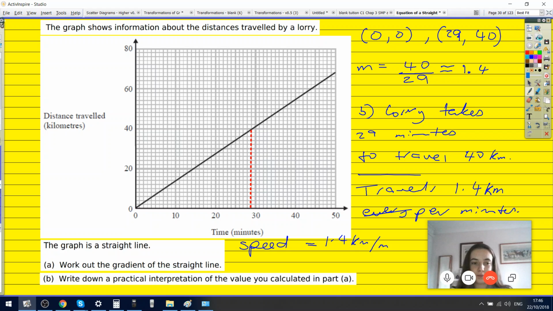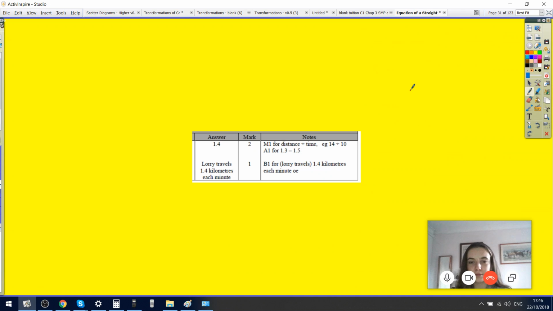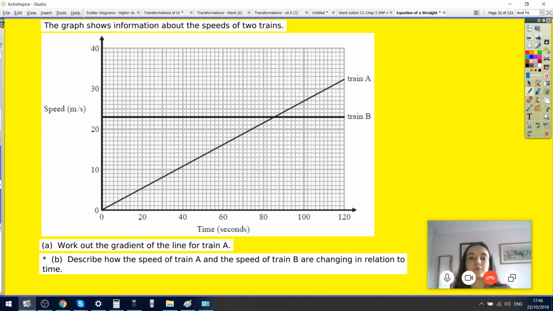Nope. Okay, I just want to see what this mark scheme looks like, just to see exactly what they want. Because our last one is the best one. It travels at 1.4 kilometers every minute. Lorry travels 1.4 kilometers each minute. See, there's nothing about the fraction way of doing it. So, okay. I think for every one, that's what they're looking for.